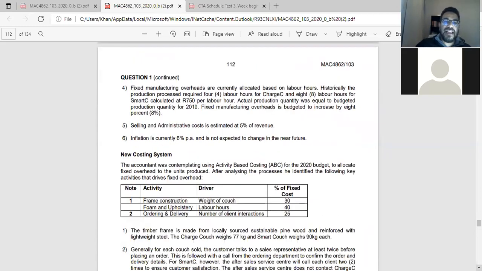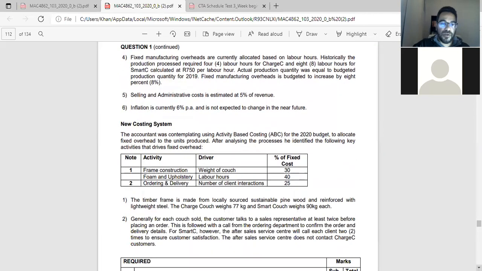So now we have selling and administrative costs estimated at 5% of revenue. So that means, if it's relative to revenue, then it's basically a variable cost. Inflation is currently 6% per annum and is not expected to change in the near future. Okay.